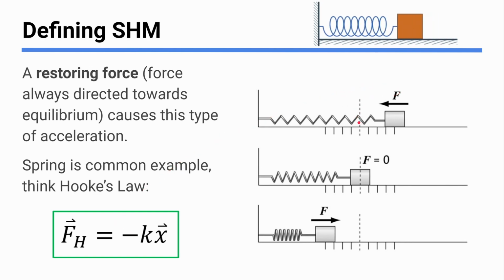So if you have a displacement to the right, like in this picture, the force is to the left, towards the middle. At rest, it's not doing anything. And if you have a displacement towards the left, the force is towards the middle. So a spring is a great classic example of simple harmonic motion because the nature of the force is such that your acceleration will be proportional to how far away you are and will always be towards equilibrium.